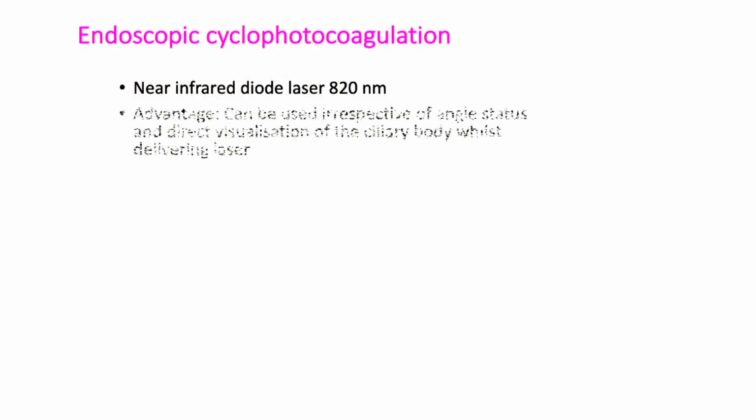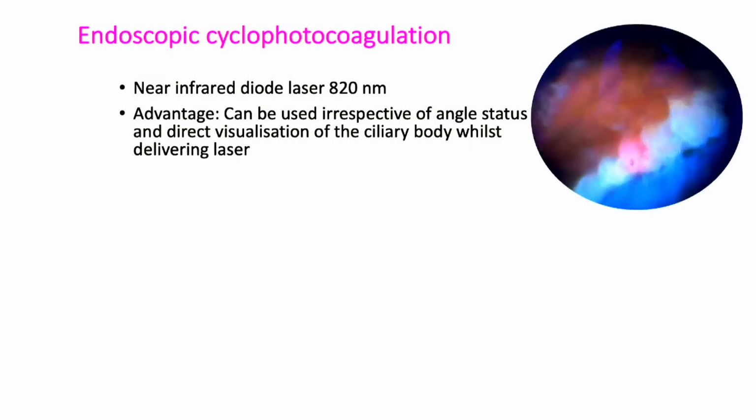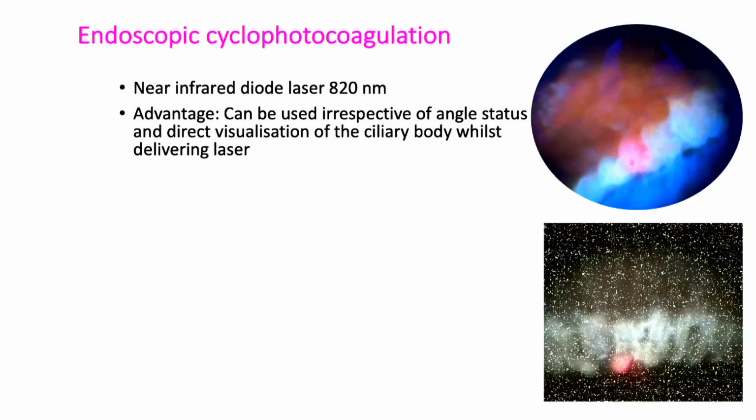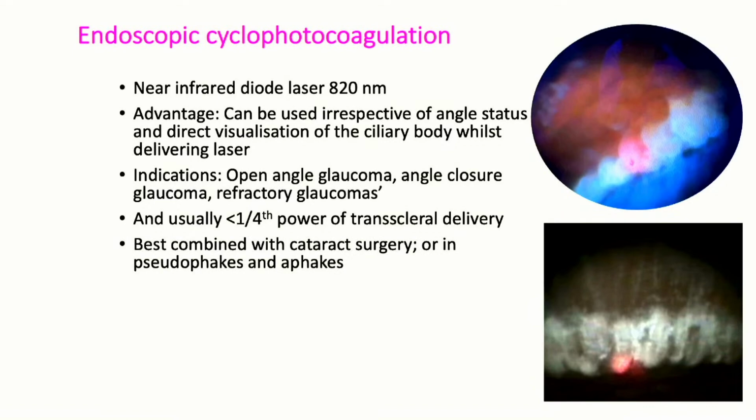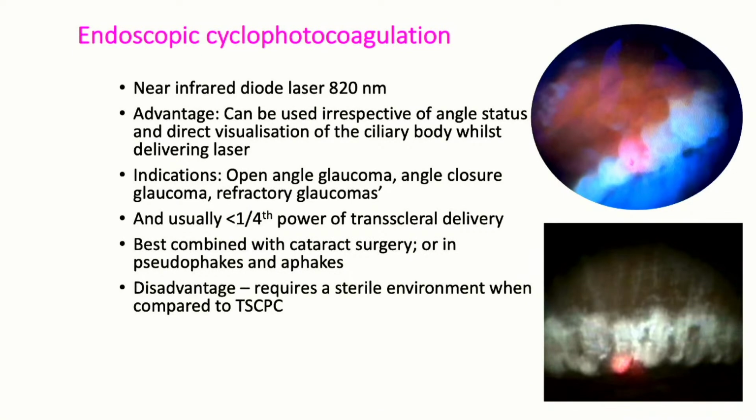You use the same near-infrared diode. It can be used for any glaucoma: primary, secondary, angle closure, non-angle closure, doesn't matter. You visualize the ciliary body, and the power you use is one-quarter that used for transscleral delivery. So it cannot be safer. You can combine it with cataract surgery. I do it all the time.